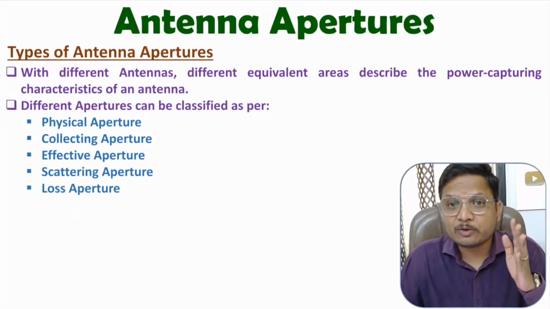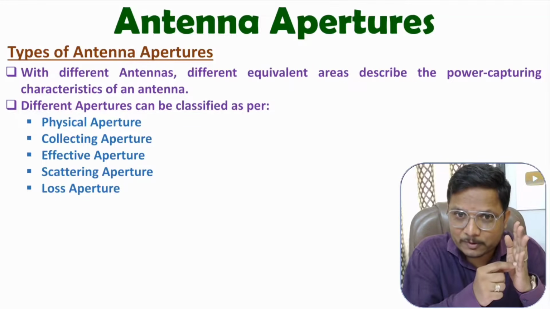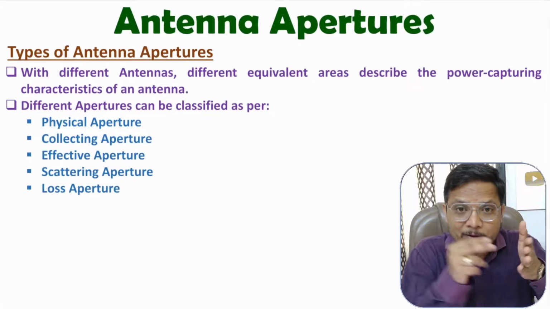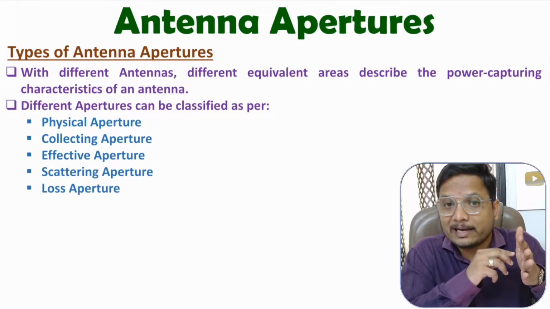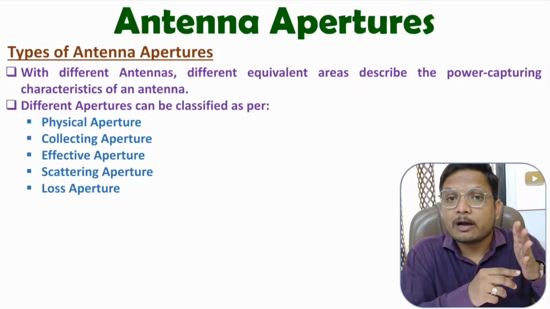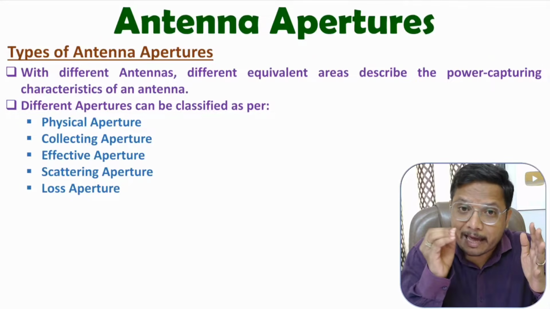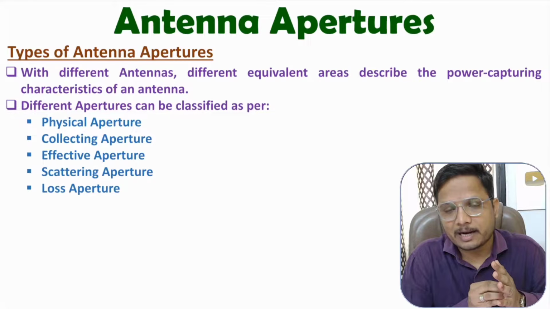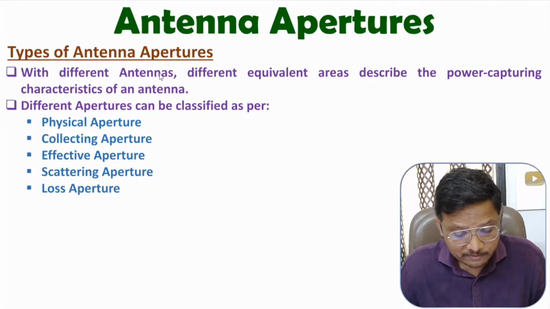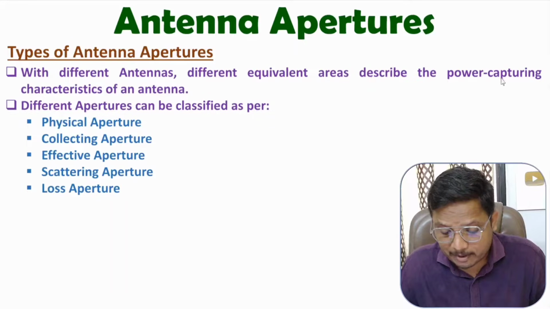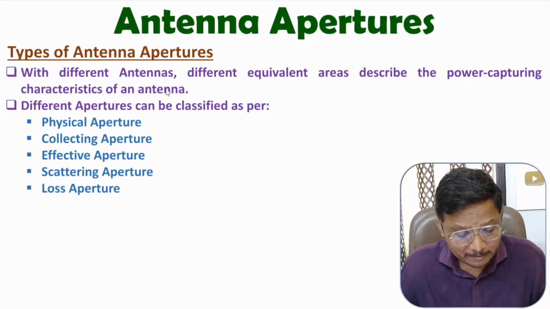The job of an antenna is to capture electromagnetic waves. Those electromagnetic waves are captured on some area, right? So antenna aperture explains how an antenna captures electromagnetic waves, right? So with different antennas, different equivalent areas are there that describe the power capturing characteristics of the antenna.